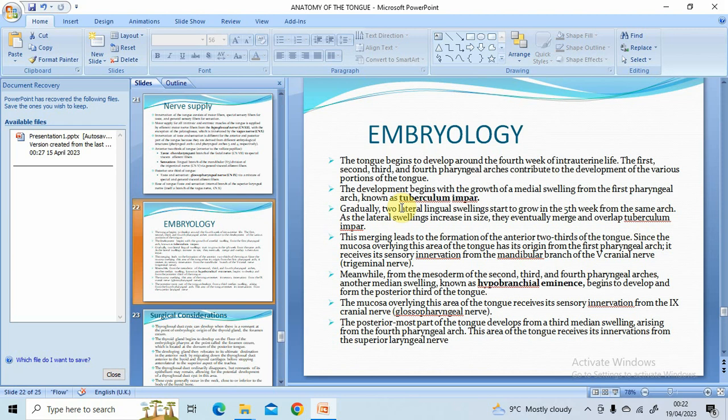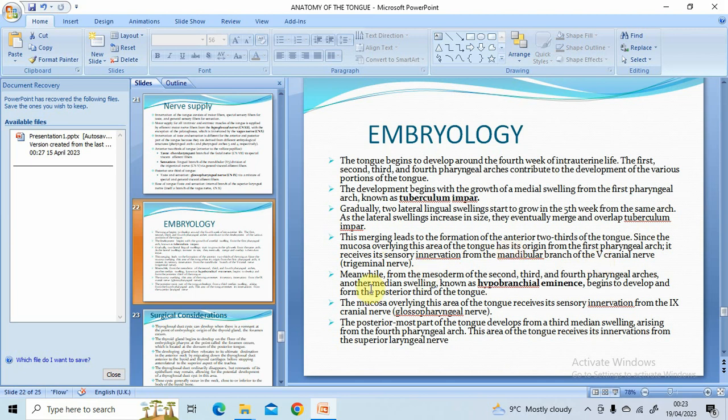Then the other two swellings, we call them the lateral swellings, start to grow around the 5th week, but they overtake the growth of the tuberculum impar and overlap it. Okay, that is how the anterior two-thirds of the tongue is being formed. So you can look at it. The merging leads to the formation of the anterior two-thirds of the tongue. Since the mucosa overlying this area of the tongue has its origin from the first pharyngeal arch, it receives its sensory innervation from the mandibular branch of the cranial nerve, that is the trigeminal nerve.